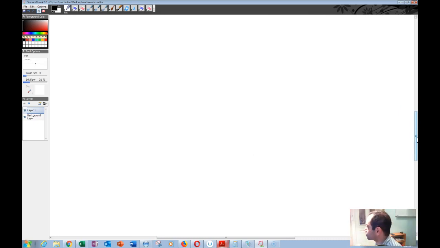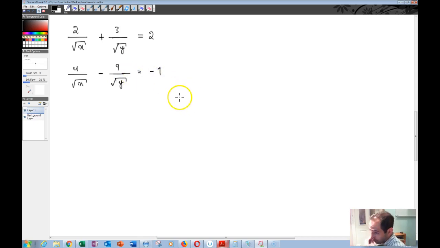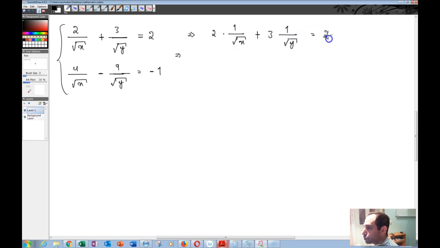For example, let's say you have 2 over square root of x plus 3 over square root of y is equal to 2. And then you have 4 over square root of x minus 9 over square root of y, I'm sorry, square root of y is equal to negative 1. So what you can do is rewrite this as 2 times 1 over square root of x plus 3 times 1 over square root of y is equal to 2. And this one over here, you can write it as 4 times 1 over square root of x minus 9 times 1 over square root of y is equal to negative 1.